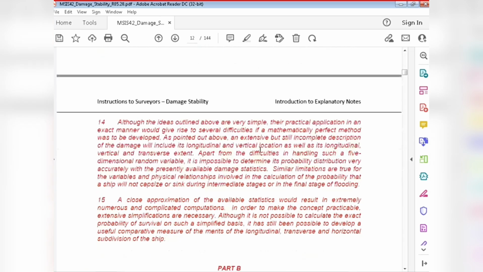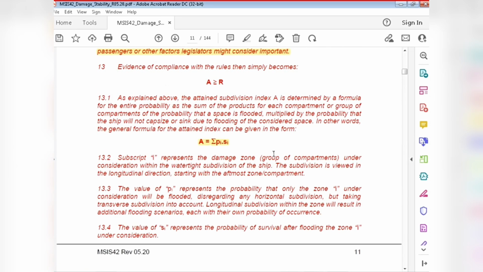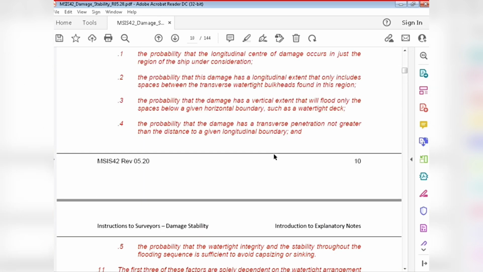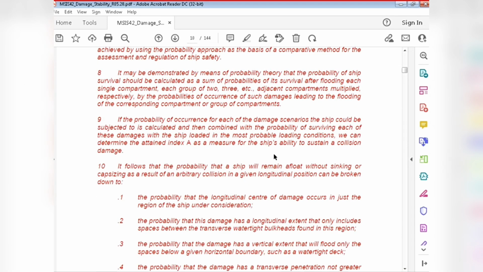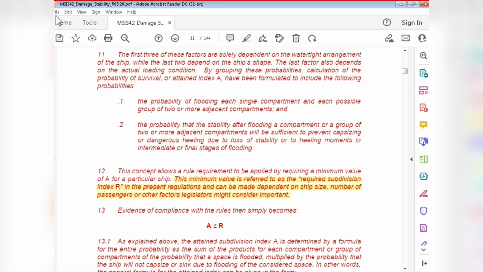So how you relate index A and R, you write this under the damage stability. This has come once in your paper, one time, and not after that.